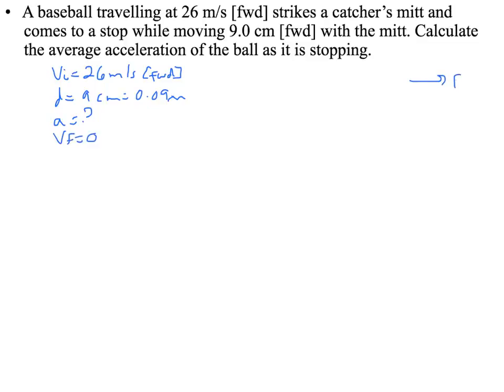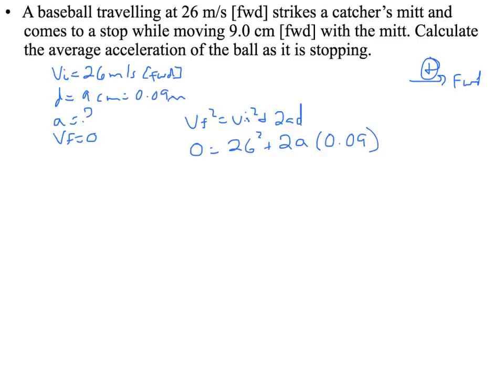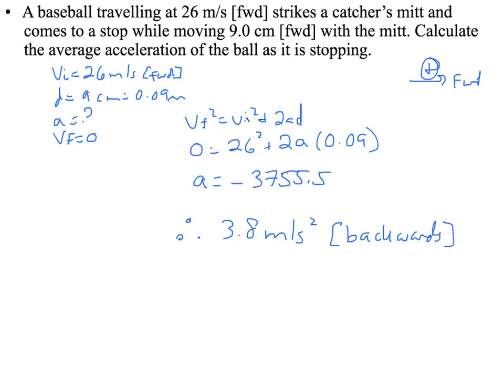So again, let's assign forward to be positive. Now again, you need to find the equation you need to use. Just like last question, VF squared equals VI squared plus 2AD. We plug our numbers in. VF is 0, VI is 26, so 26 squared, plus 2 times A, which is what we're looking for, times 0.09. Once you've done a little bit of rearranging, you end up with an acceleration of negative 3,755.5. We need 2 sig digs, so we get negative 3.8 times 10 to the 3 meters per second squared backwards. Now why is it backwards? Well, forward is positive, therefore negative has to be backwards.